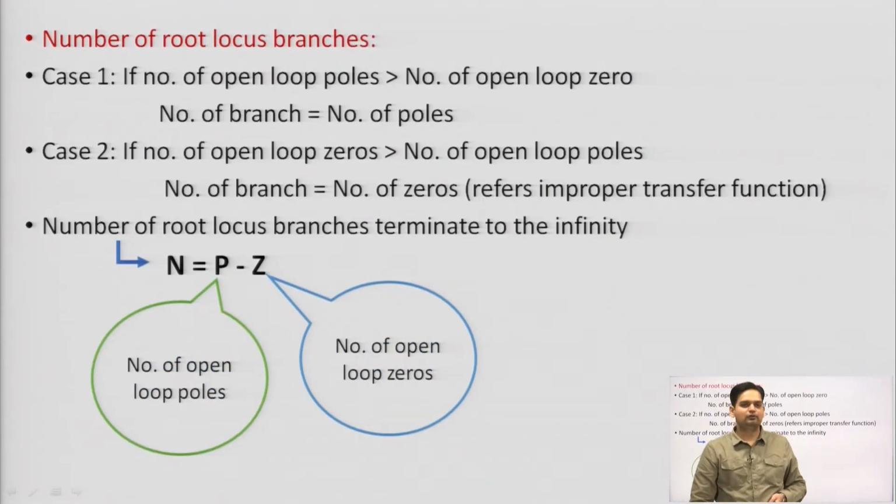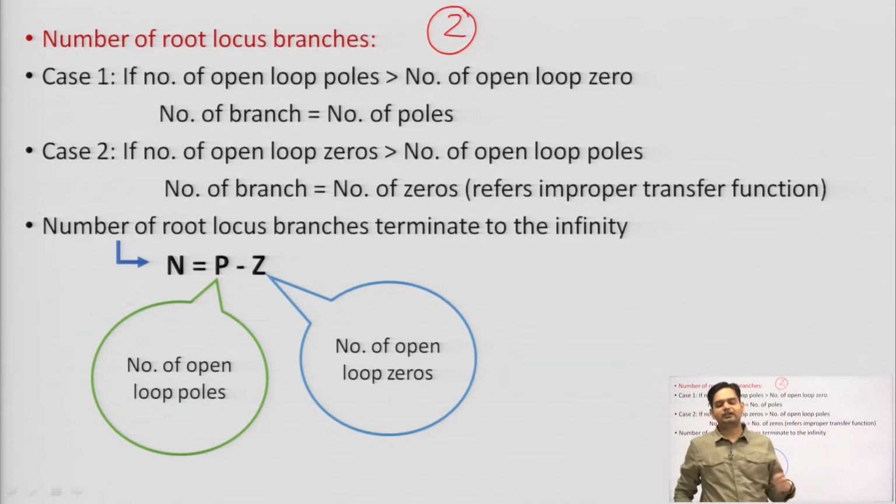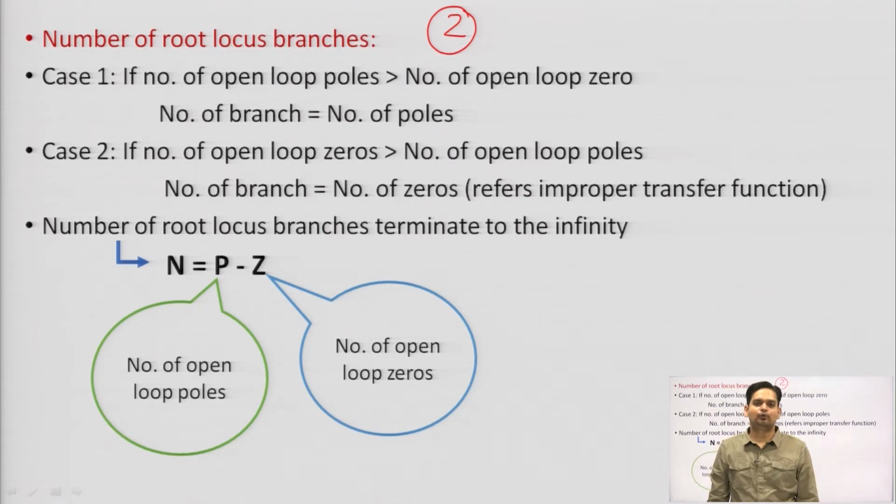Okay. Now, rule number 2, we need to determine how many branches are present in the root locus. Basically, these branches tell you the movement of poles towards infinity, right. Because we are varying k from 0 to infinity, and in the previous slide we had observed that the k equal to infinity location is the open loop zero.